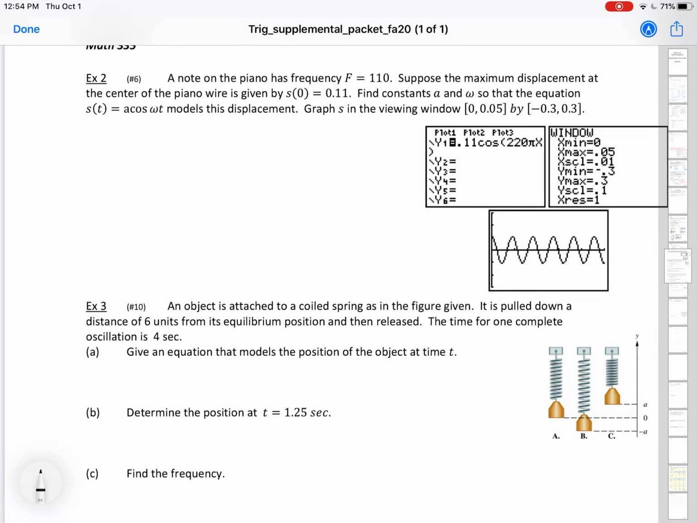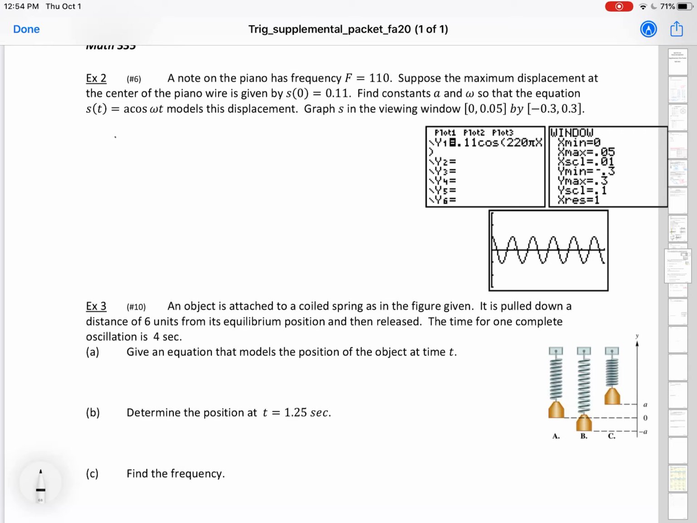So the rest of the examples are pretty straightforward. They're just getting us to utilize things. A note on a piano has a frequency of 110. Suppose the maximum displacement of the center piano wire is given by S sub 0 equals 0.11. Find constants A and omega so that the equation S sub t equals A cosine omega t models the displacement. Graph S in the viewing window 0.5, and that's what's shown out here. I'm not sure why they're doing that. Maybe just so you could see what's going on.